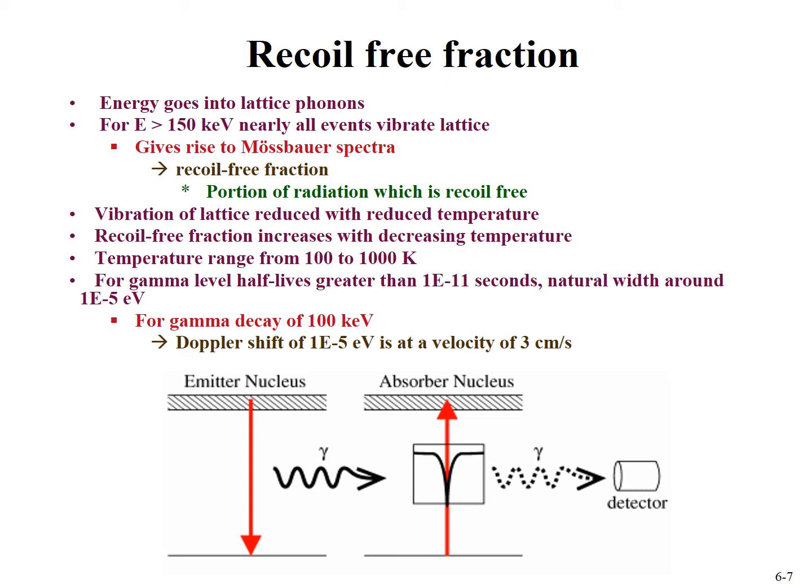Some of the experimental methods that are useful for Moessbauer spectroscopy include reduced temperature, because then the lattice vibration reduces and the recoil-free fraction increases. So temperatures are usually pretty small. And if the gamma level half-lives are greater than 10 to the minus 11 seconds, this width is around 10 to the minus 5 eV, which can actually be achieved with a Doppler shift at around 3 centimeters per second.